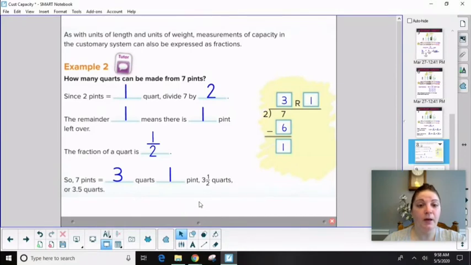There you are. Or we can make it the mixed number, 3 and 1/2. And the decimal for 1/2 is 0.5. So we could also say 3.5. So there are several ways that we could write this.